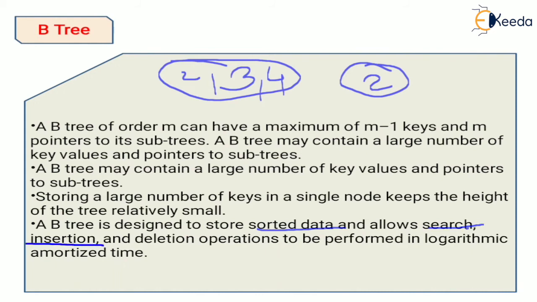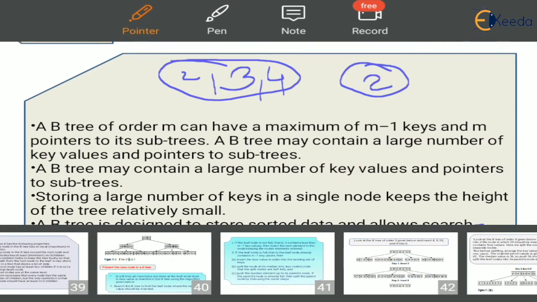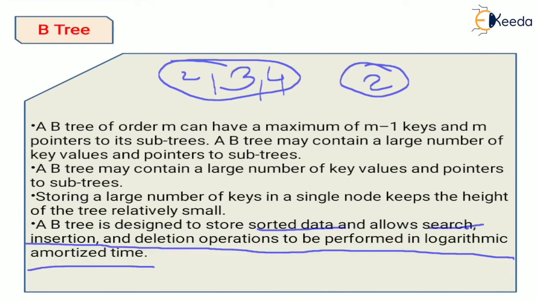It allows search, insertion and deletion operations to be performed in logarithmic amortized time. So it is very important that we have sorted data, and then we search the data inside a B tree, insert the data inside the B tree, and perform various operations within that time. So a B tree is a self-balanced tree of order m, having m minus 1 keys and more than one key value with the pointers. And a B tree is designed to have sorted data inside the tree.